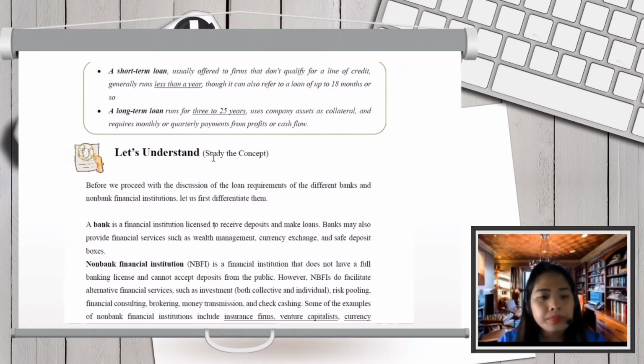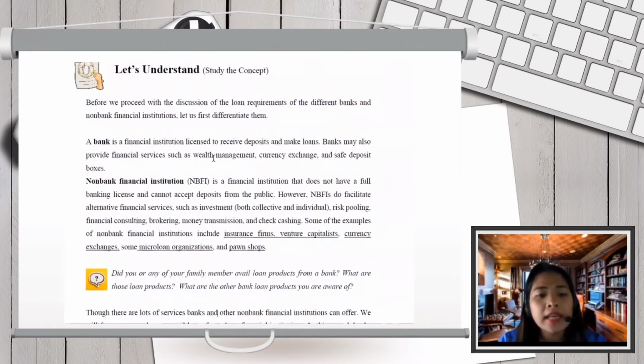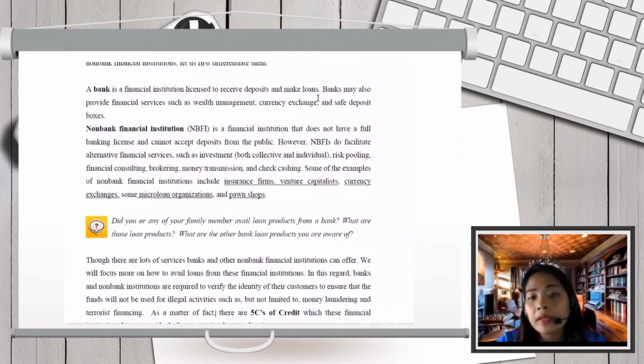Right? So, a bank is a financial institution licensed to receive deposits and make loans. Banks may also provide financial services such as wealth management, currency exchange, and safe deposit boxes. So basically, lahat naman kayo aware kung paano nag-work ang isang bank, right? So kapag may pera ka, iimpukin mo sa bangko. Okay, so yung lahat ng mga inimpok ng mga tao, ini-invest din nila yun sa iba-ibang lugar para lumaki, right?